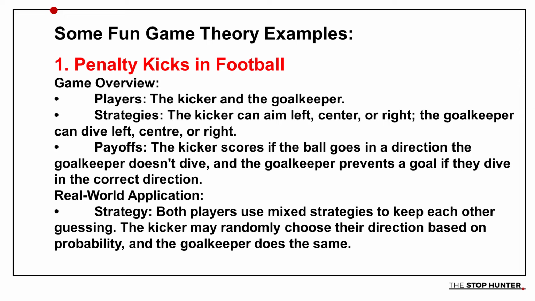So what's the payoff here? If the penalty taker scores in the right direction, they get the goal that they want. They are in position A in the penalty shootout. The payoff to the goalkeeper, if he saves, again puts his side in a stronger position as well. And what about in the real world there? Strategy wise, both players use mixed strategies to keep each other guessing. The kicker may randomly choose their direction based on probability, and the goalkeeper does the same.